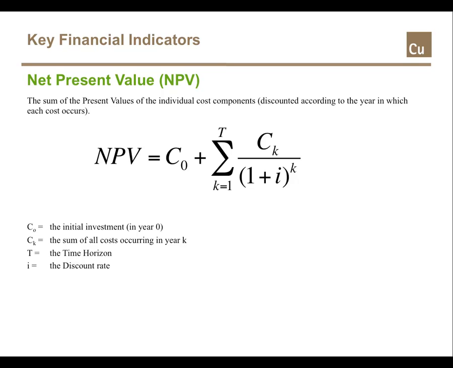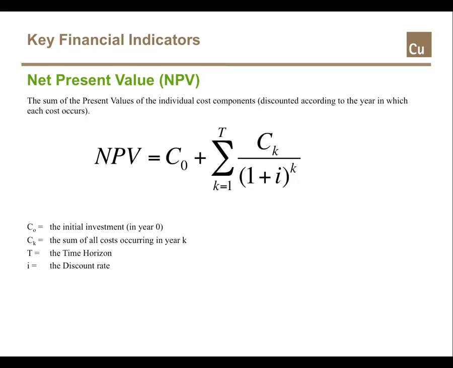Let's presume that for one of the alternative investments you are investigating, you have calculated all relevant cost components so that CK is the sum of all costs occurring in the year K and C0 is the initial investment in year 0. Then the net present value of this alternative can be calculated using the formula on this slide.